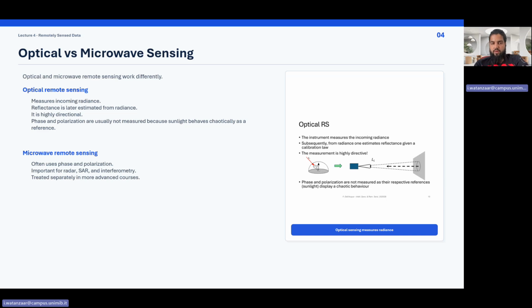But microwave remote sensing often uses phase and polarization. They are actually capturing the phase and polarization, important for radar, SAR, synthetic aperture radars, and interferometry. We have seen this already, and it is treated separately in more advanced courses. So the objective for this course is to discuss optical remote sensing. We are measuring the radiance, and later on we derive the reflectance from it, and it's highly directional. And we are not capturing polarization and phase because sunlight behaves chaotically as a reference.